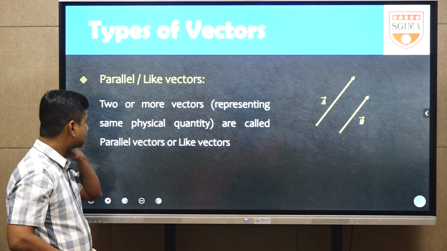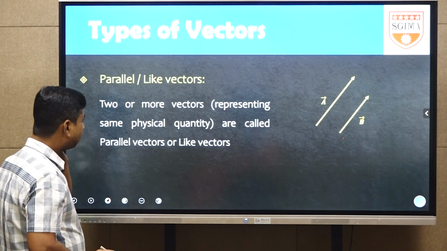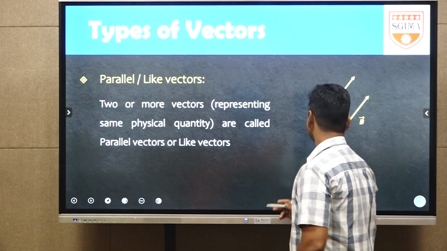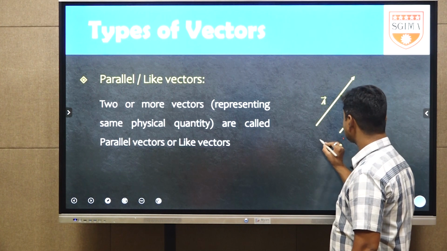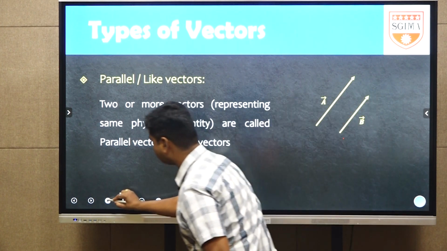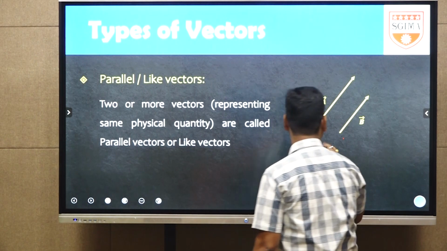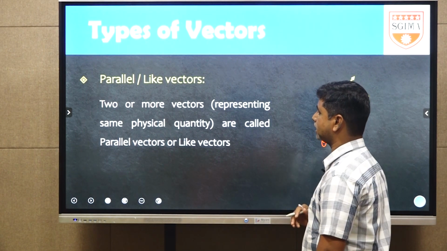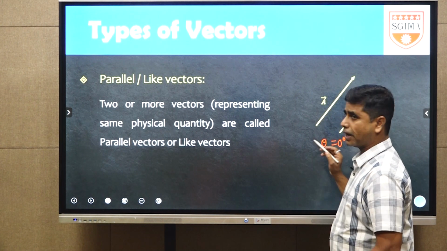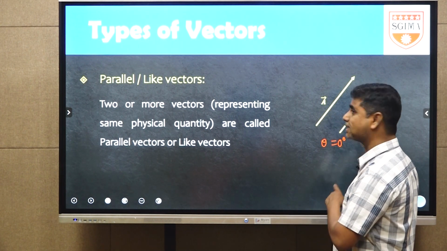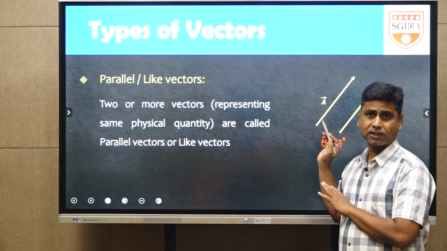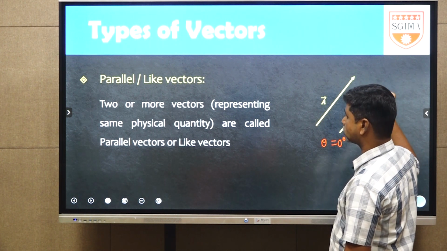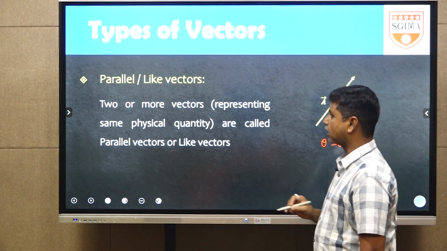If two or more vectors are parallel to each other, then those vectors are called parallel vectors. It means the angle between both vectors is 0 degree. If theta equals 0 degree, then those vectors are called parallel vectors. Here parallel vectors means both vectors are acting in the same direction. This one is acting upwards, and this one is also acting upwards. Then the vectors are called parallel vectors.